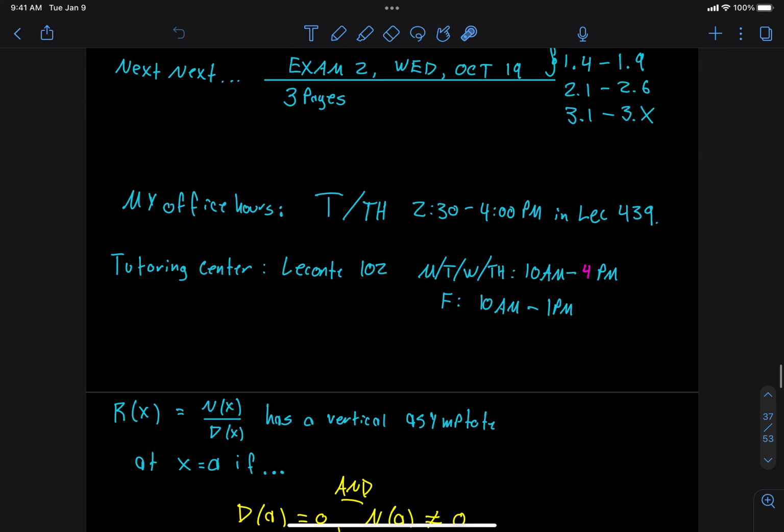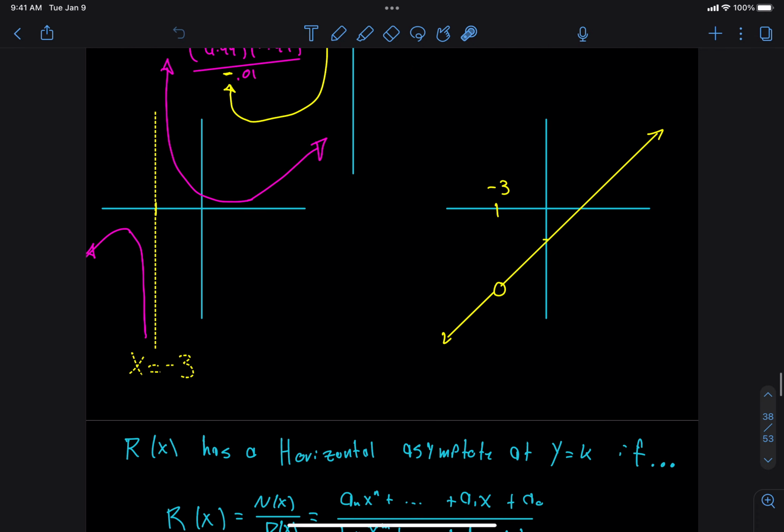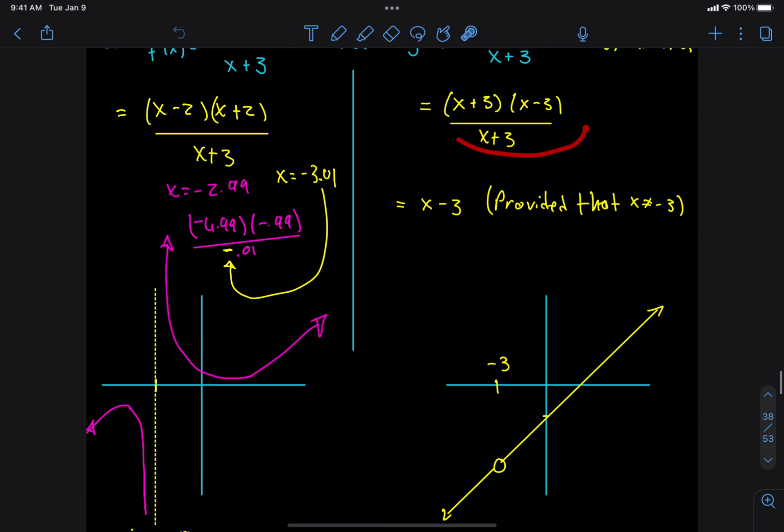Okay, so let's see a quick example of that, like this one. x plus 3 times x minus 3 over x plus 3. x equals negative 3 is not in the domain, so we're going to have a hole. Otherwise, you can cancel x plus 3 with x plus 3 and just get x minus 3. So other than this one point, the function's going to look like y equals x minus 3, except for at this one point.